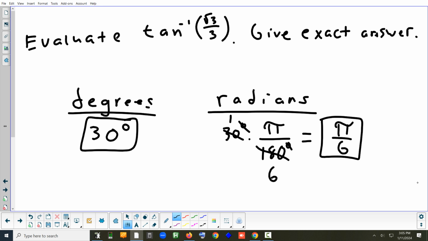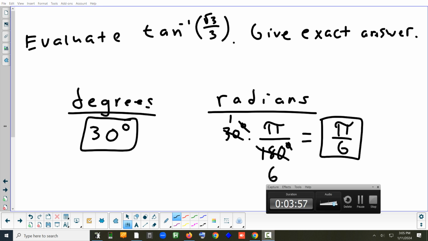Any questions on how to get an exact answer in degrees or radians? Good? Okay.